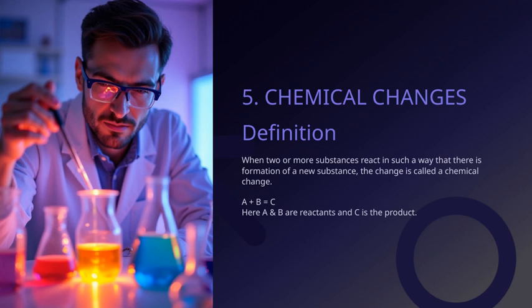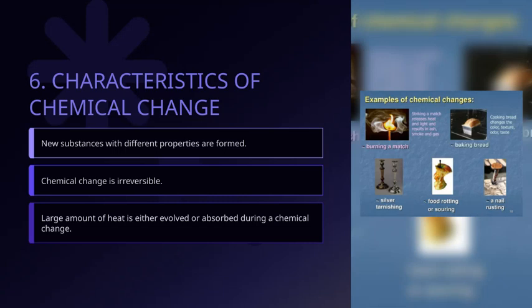is formed. Understanding this process is key because it helps us see how substances transform in everyday life, from cooking to industrial processes. Remember, a chemical change results in something new, with different properties from the original substances. All right, let's talk about some key characteristics of chemical change.